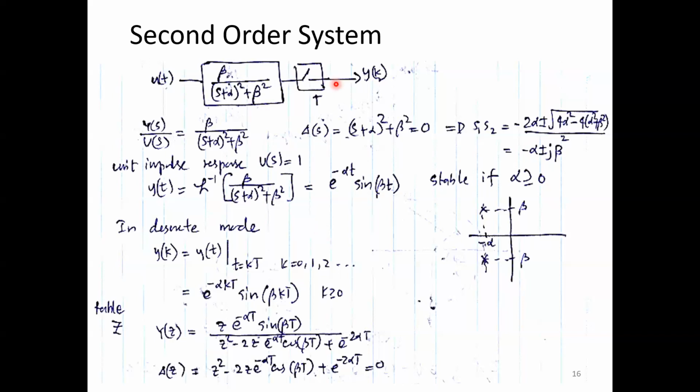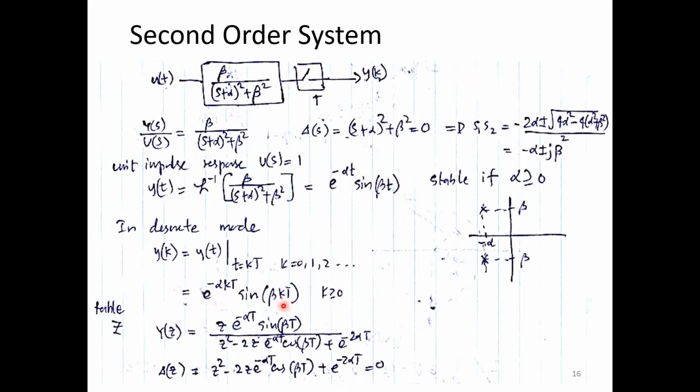Now let's bring in the sampler, which will discretize the continuous time signal y(t) here. So t equals k capital T. We get the samples at every capital T, right? So then the response e to the minus alpha t sine beta t, these t's become k capital T. So this is e to the minus alpha k capital T, and sine beta k capital T. All right. So capital T is the sampling interval.